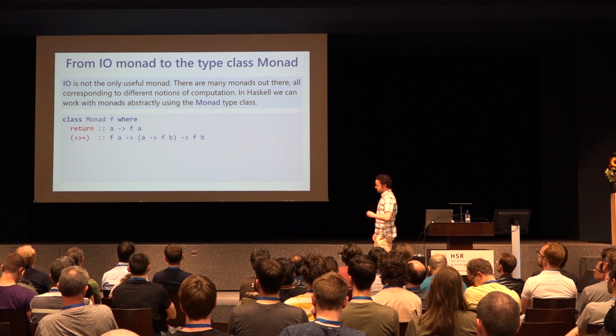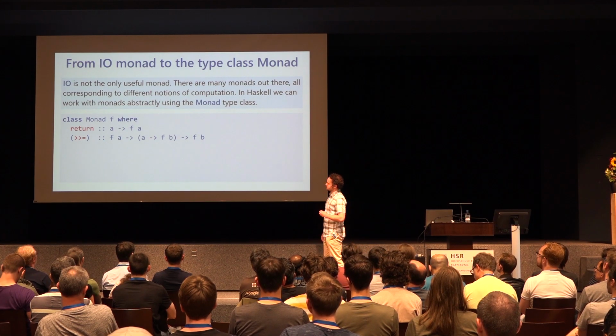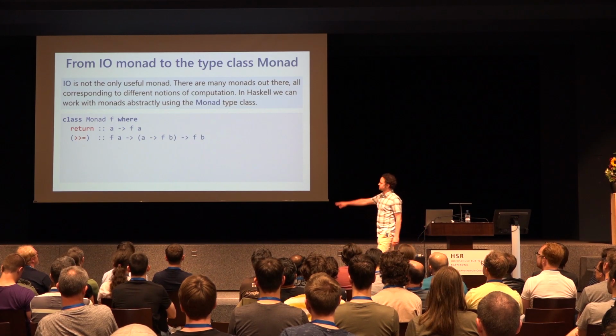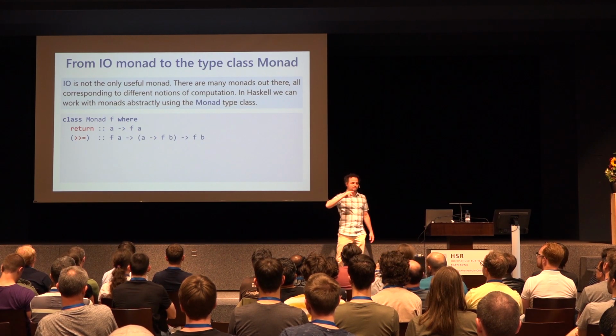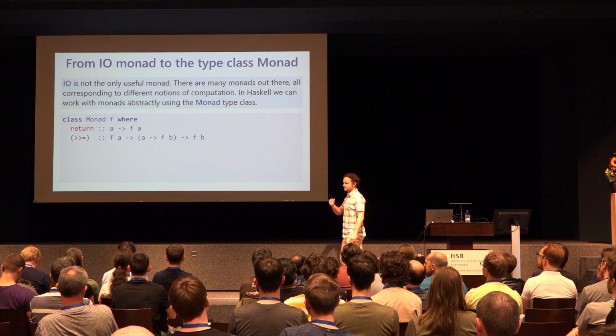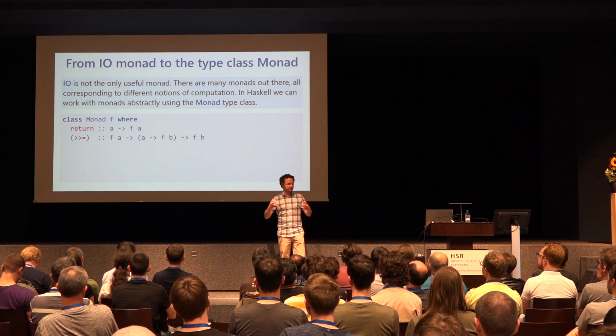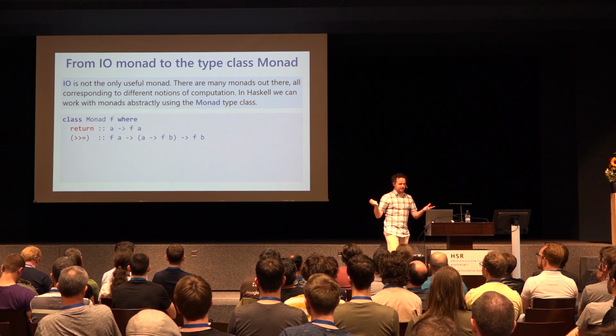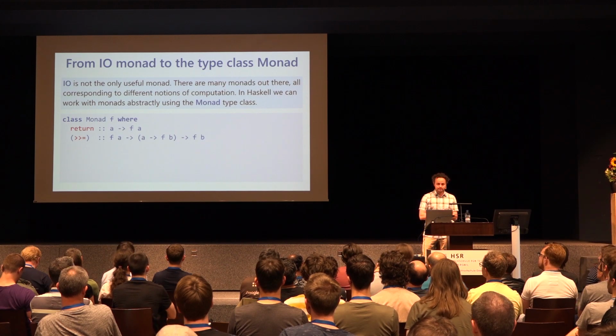So there are many monads out there, not just I/O, and it turns out we can abstract over this interface. There's this operator bind. We can abstract over the actual monad that we use. Instead of just writing this operator for I/O and writing functions that operate with I/O computations, we can write functions that operate with any other monad. And we use the type class Monad for that.